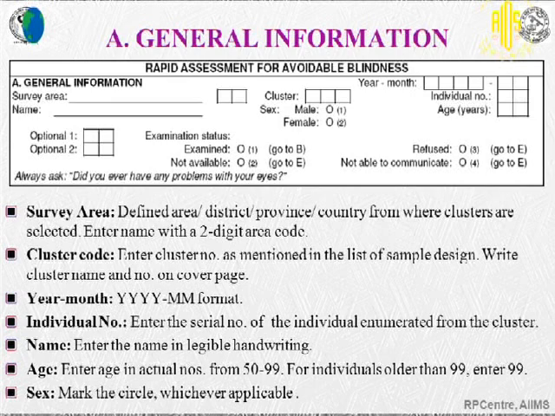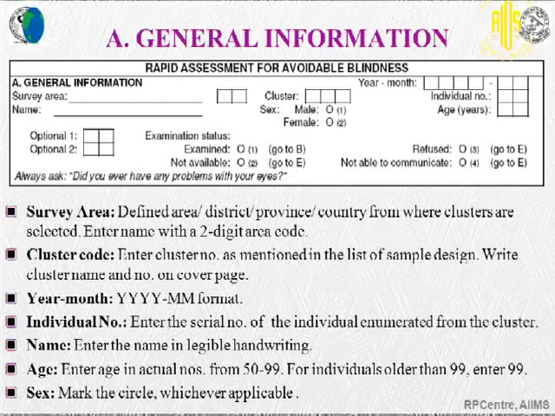There are 7 sections. Section A is general information. You have to first enter the survey area. Survey area can be a district, province, or country, depending on where the survey is being conducted. In our country, if we are conducting a survey in 60 districts, we fill the name of the district in the survey area. We usually assign a code to the survey area as well, so next to the survey area line there is a box where you enter the survey code. That survey code should be matched with the manual of instructions or the code list provided to every team. The next is the cluster code, which is once again to be matched from the list of the sample design and codes provided to every team.